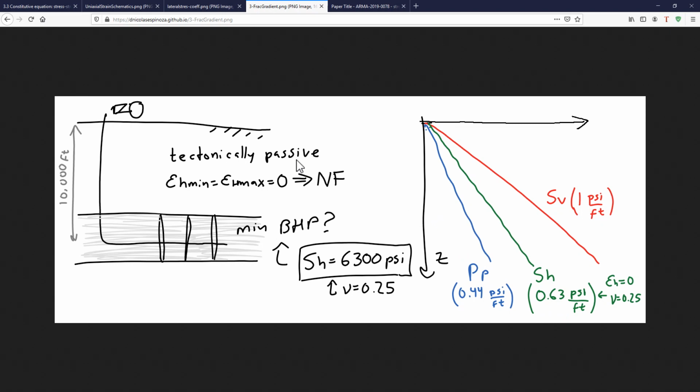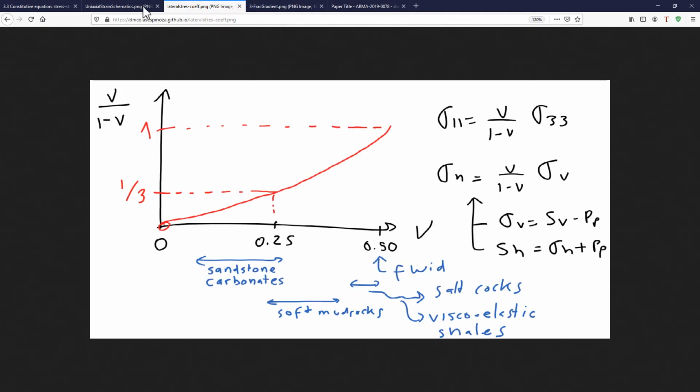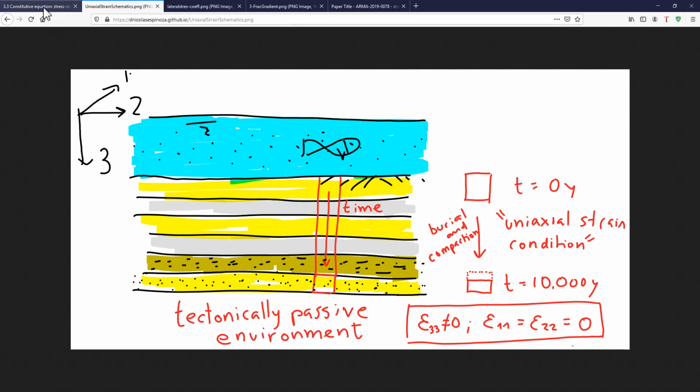Okay, so now that we have this theory, again, I want to emphasize that this new theory that we have learned about linear elasticity and isotropy allowed us to calculate horizontal stress. And this is something very important because that's something that we want to know in the subsurface for geomechanics, for several applications, not only for hydraulic fracturing.